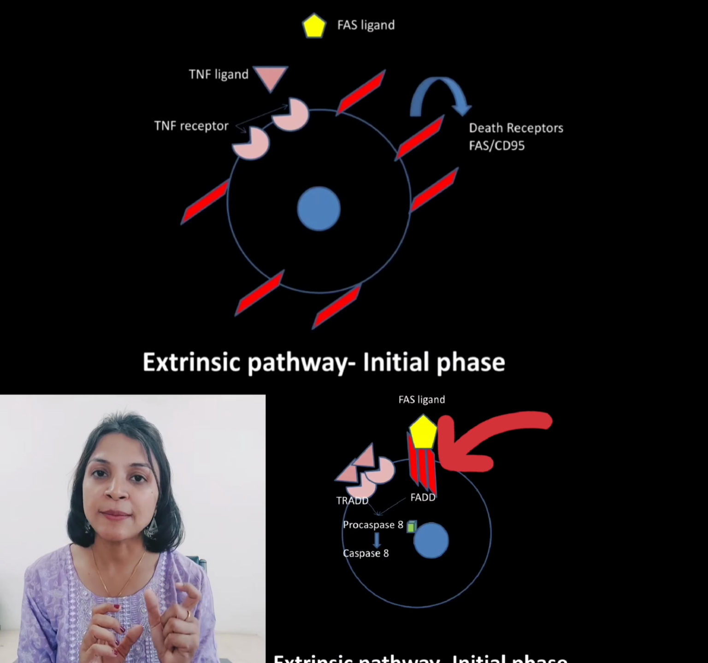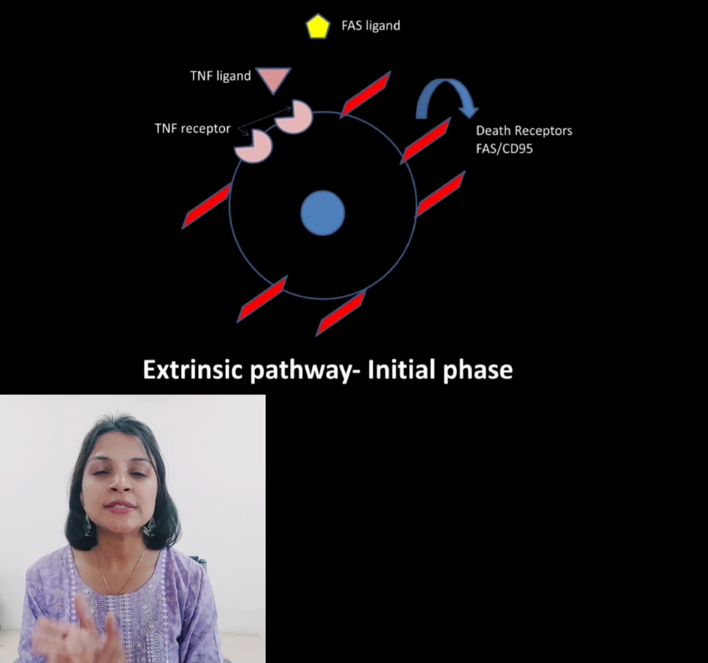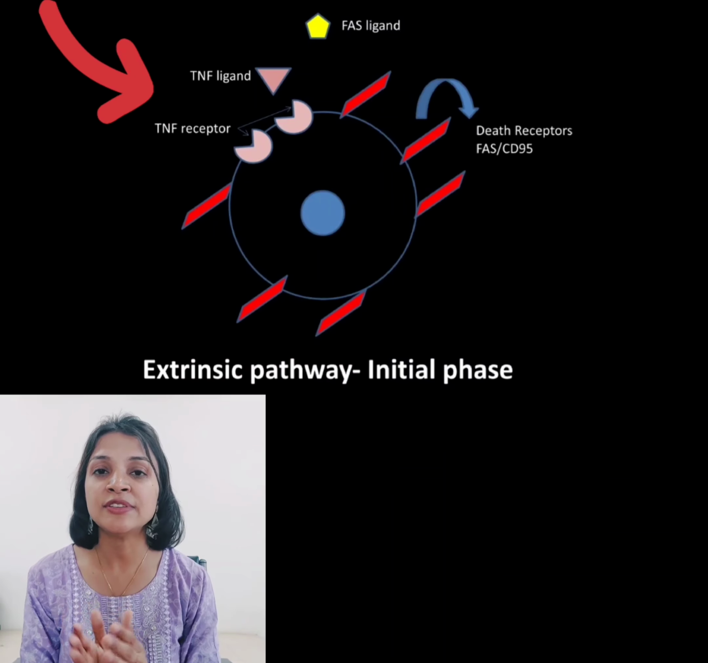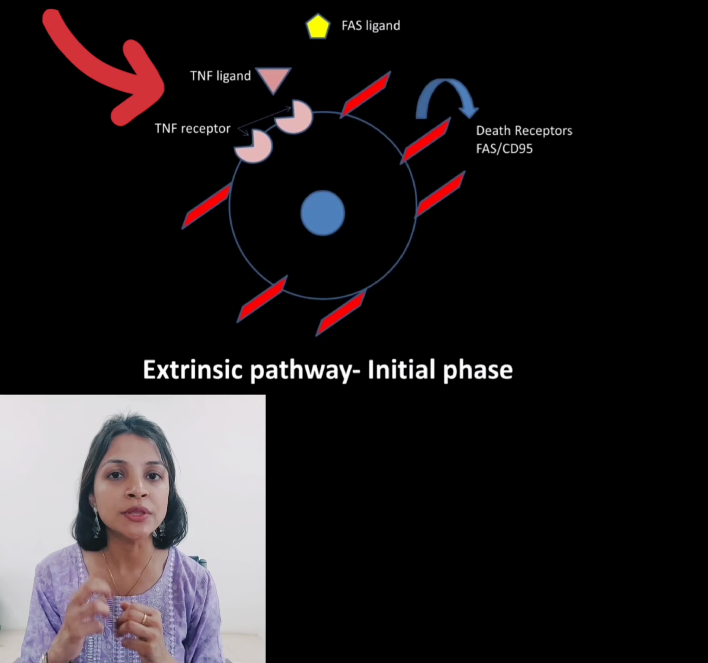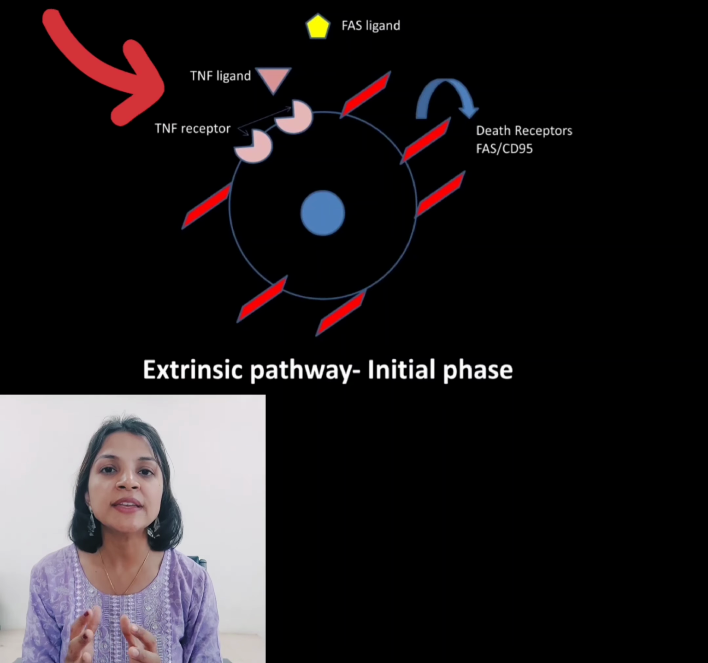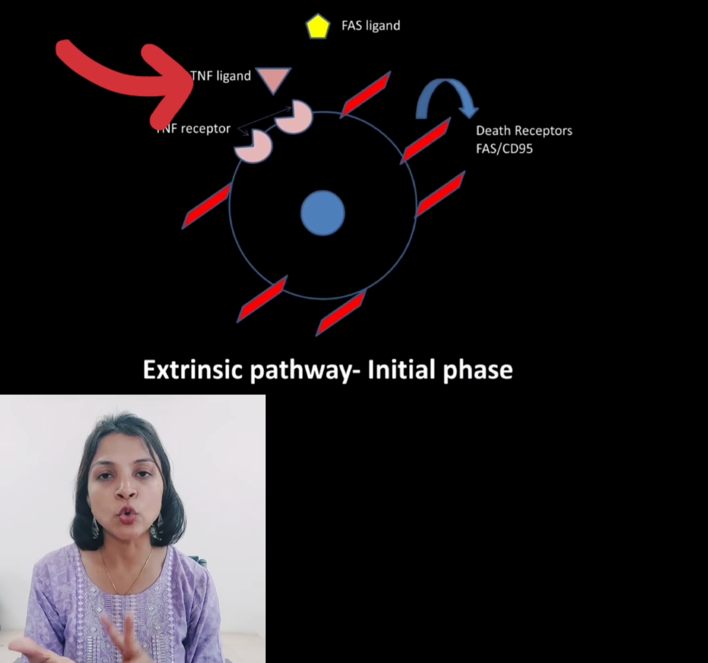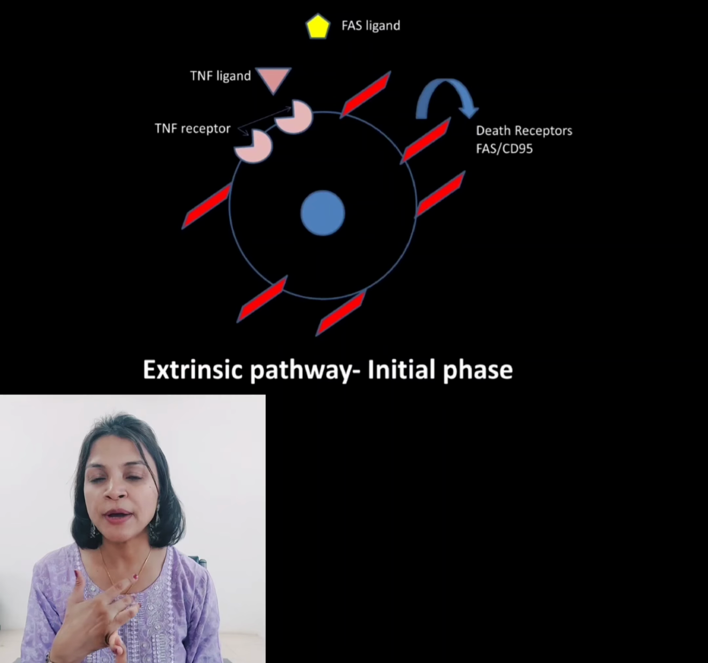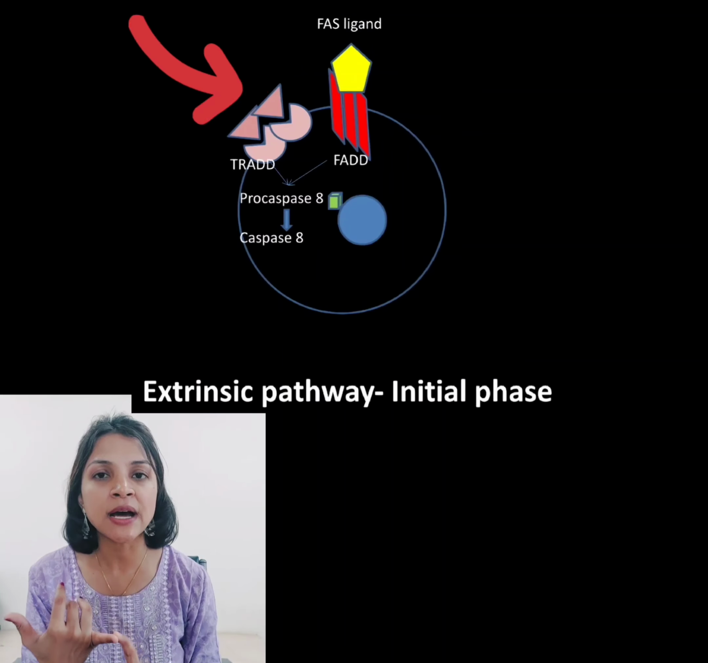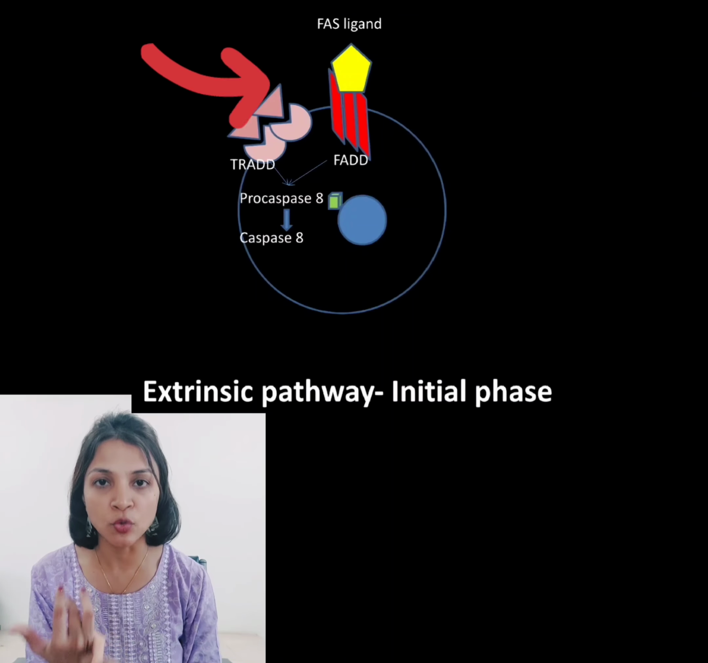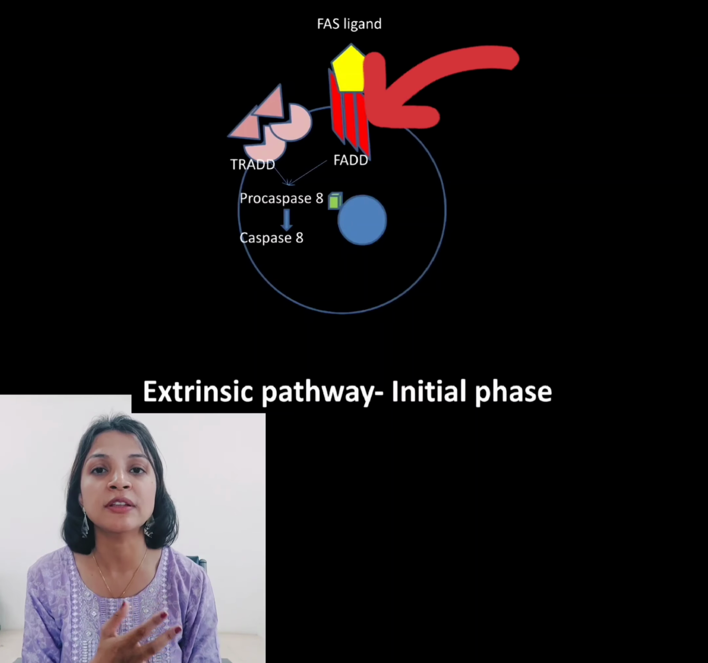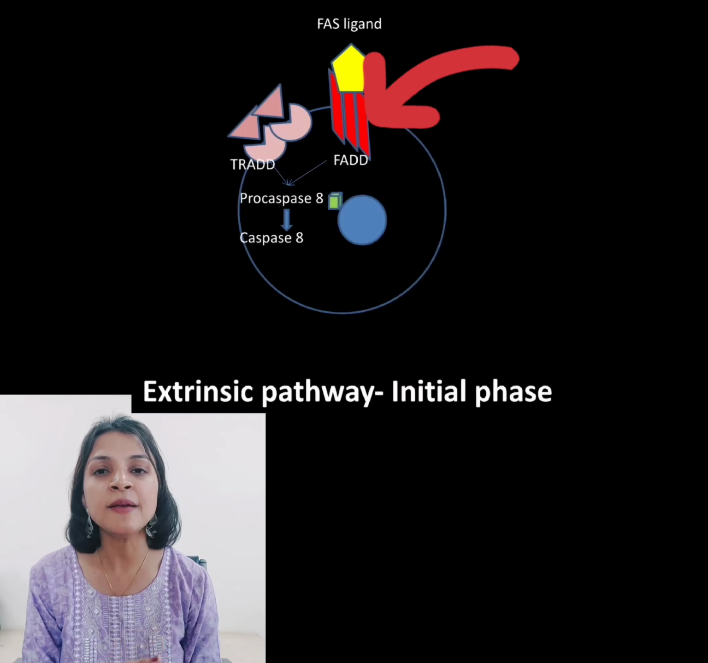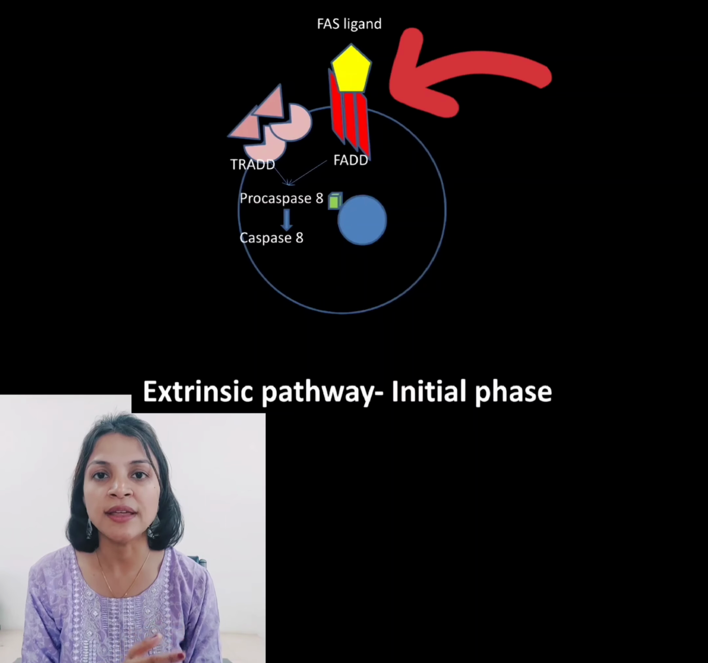this Fas receptor. In the same way, you can see here there are TNF receptors on the cell membrane. So these TNF ligands will go and bind with this TNF receptor, and finally they will make two death domains. If the TNF receptor pathway is working, they will make a TRADD, the TNF receptor associated death domain, and if the Fas receptor pathway is working, they will make the FADD, that is the Fas associated death domain.